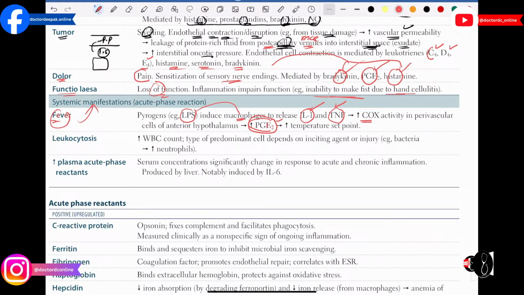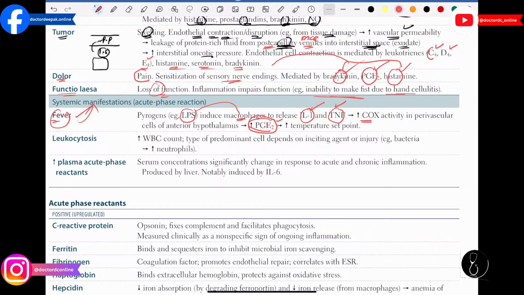That interleukin 1 and tumor necrosis factor will go to the perivascular cells of the anterior hypothalamus. In the anterior hypothalamus, when the interleukin 1 and the tumor necrosis factor enter, they will stimulate the COX enzyme, and when the COX enzyme is activated, it will lead to an increased amount of production of prostaglandin, and that prostaglandin is going to increase your body temperature. That will lead to fever.